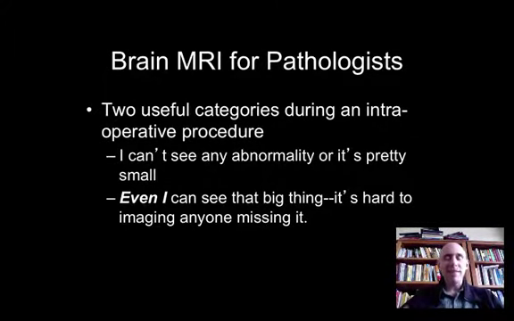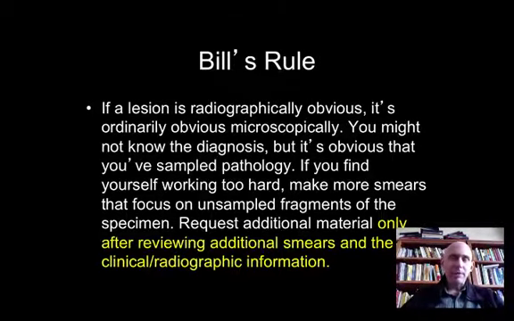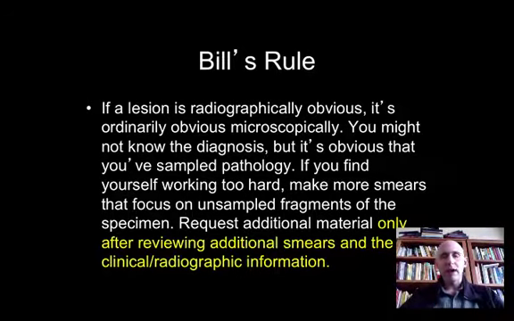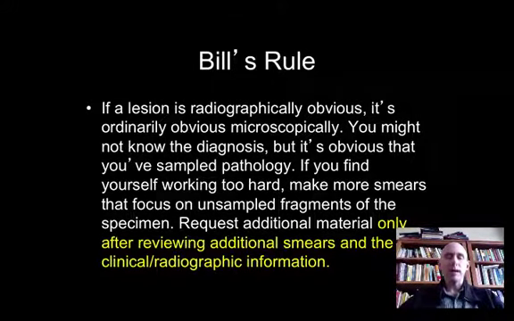The reason I want you to make that distinction is Bill's rule, which is essentially that a lesion is as normal microscopically as it is radiographically. In other words, if it's radiographically obvious and what you have is a sample that looks essentially normal or with minimal abnormality, then they're not in the right spot. So make some more smears, look at the gross very carefully and pick a different piece, but you don't have all of the information in that setting and don't make a diagnosis. So, and then if you've looked at the gross, you've made additional smears, and you're still in the same fix, then ask for additional material.